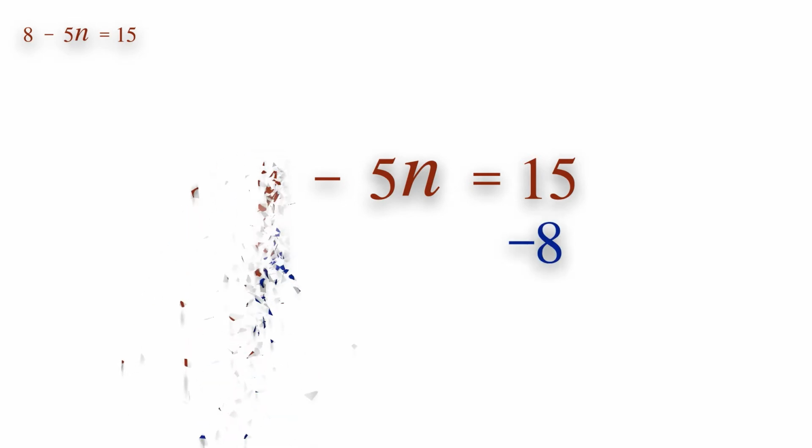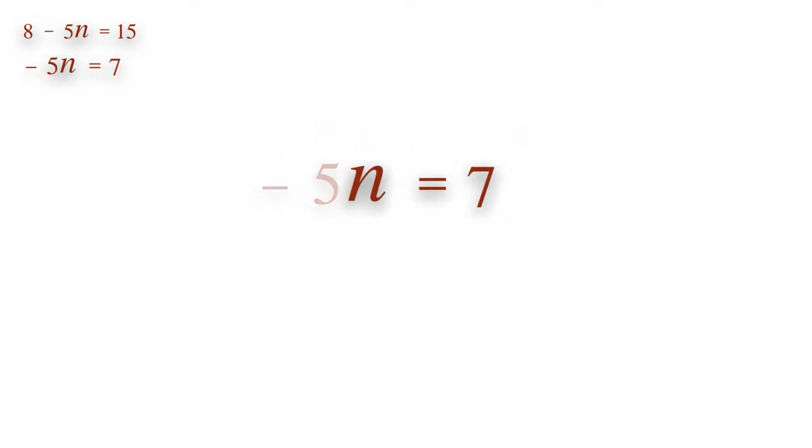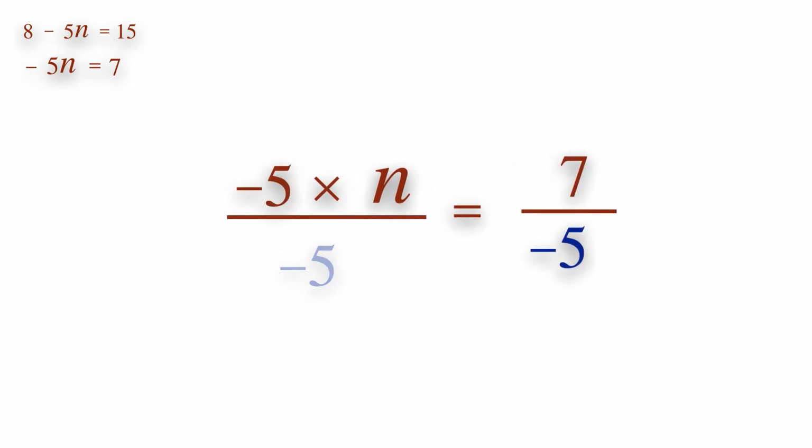to give minus 5n on the left and 15 take away 8 is 7 on the right side of the equation. This is the same as saying minus 5 times n equals 7. So we do the opposite and divide by minus 5 on both sides of the equation. Minus 5 cancels out, which then gives n on the left hand side.